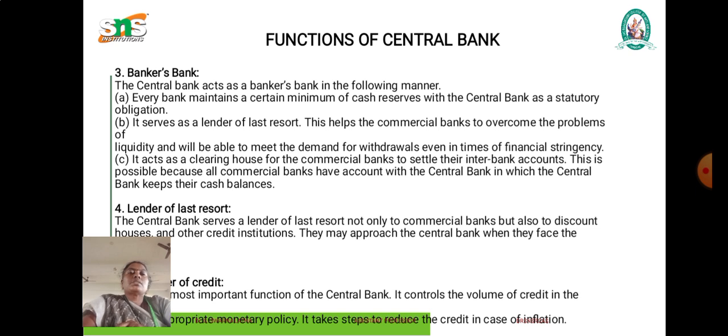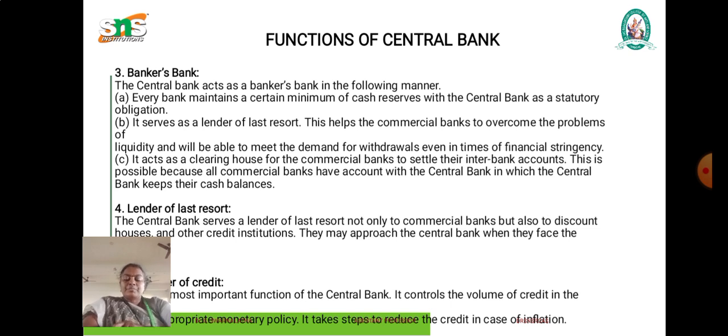Lender of last resort. The central bank serves as a lender of last resort not only to commercial banks but also to the discount houses and other credit institutions. They may approach the central bank when they face problems.